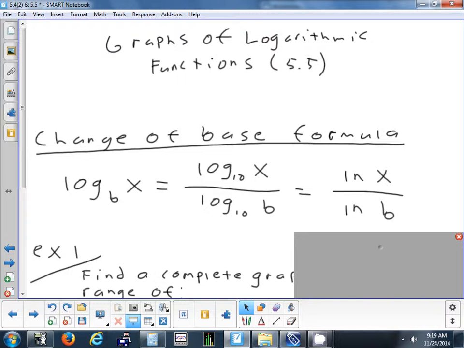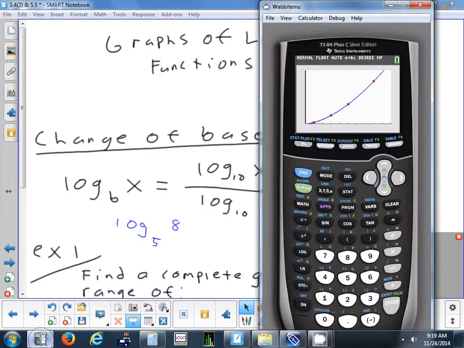All right, so let's say I asked you to find log base 8 of 5. Okay, if you got a TI-84, you can type it in using the log base function. If not, type it in this way. Log 8 divided by log 5. And that's the answer.